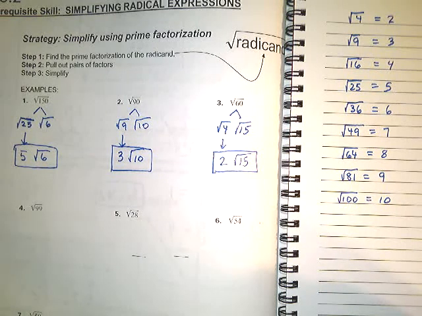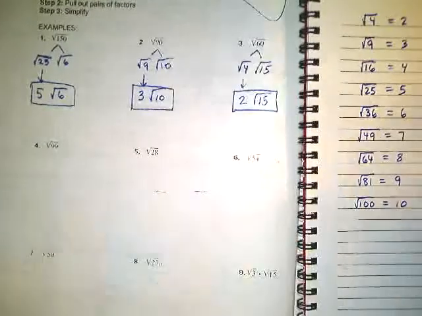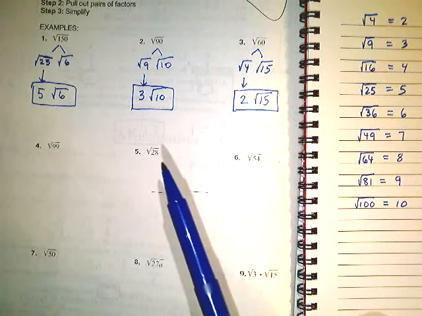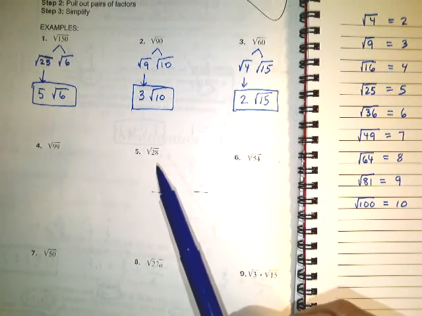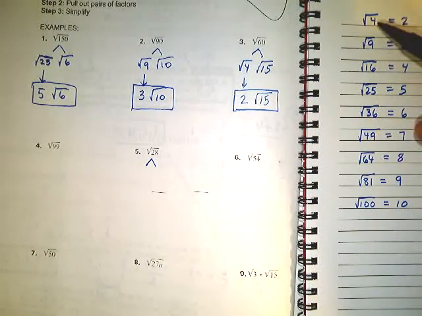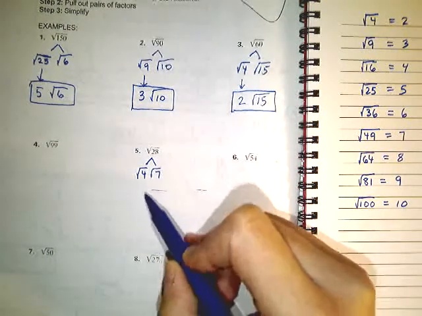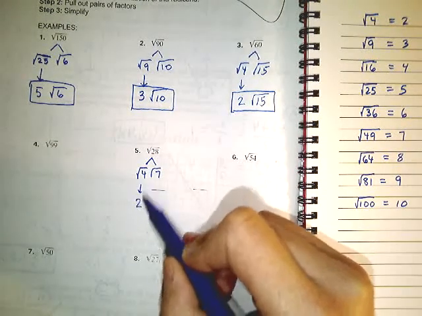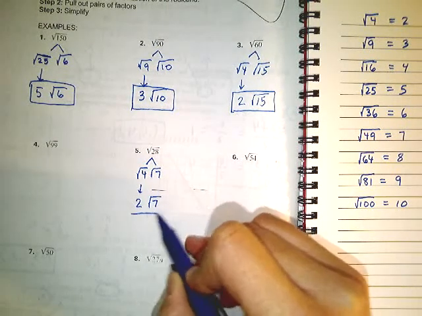Let's do a few more. Let's do number 5, the square root of 28. Well, 28 is 7 times 4, so we could break that down, because 4 is a perfect square number, into the square root of 4 times the square root of 7, and then we'd be able to simplify that to just plain old 2. Square root of 7 cannot be simplified any further.